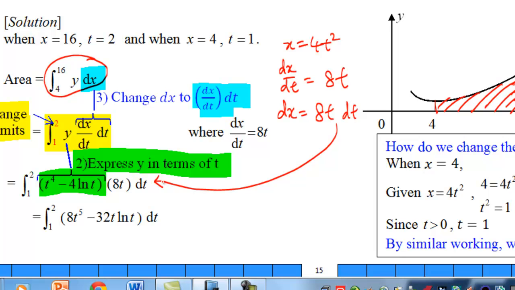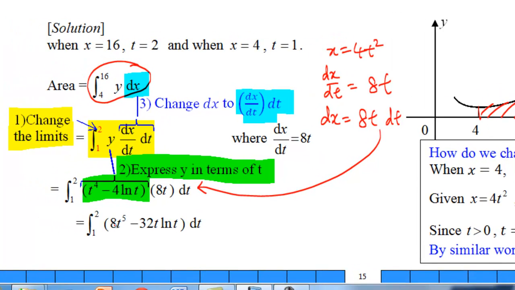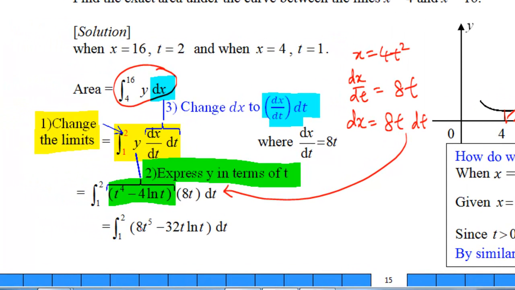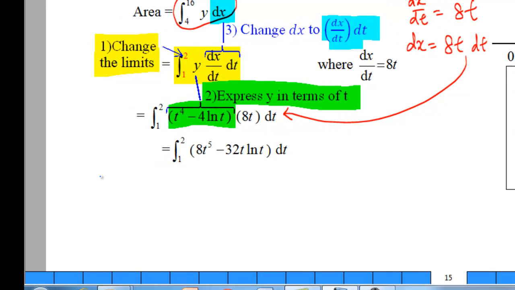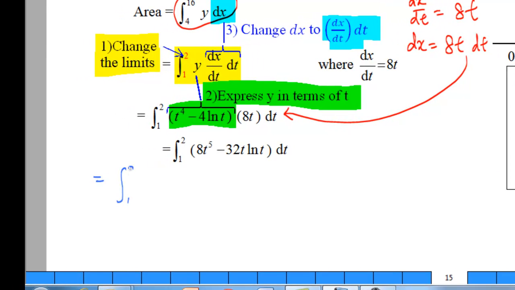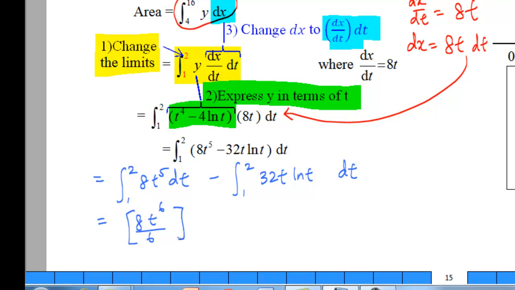Upon simplification, we find that we'll have to integrate 8t to the power 5 minus 32t ln t from limit 1 to 2. Now, how do we evaluate this integral? Split the integral into two different integrals. The very first integral can be easily simplified as 8t to the power 6 over 6. We put in the limit from 1 to 2.